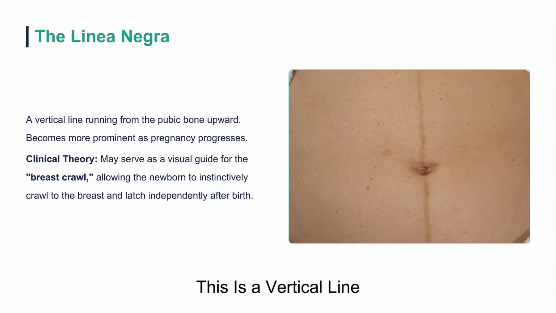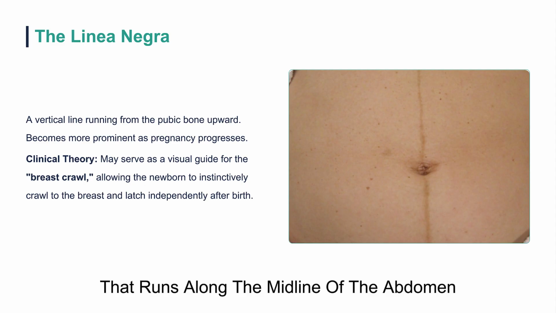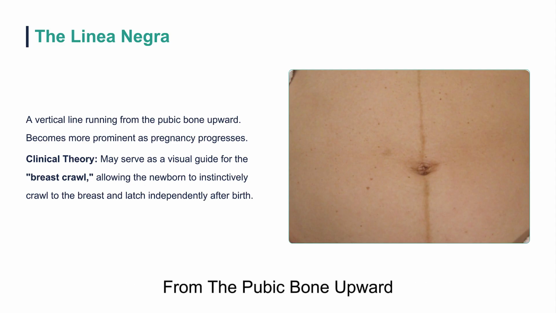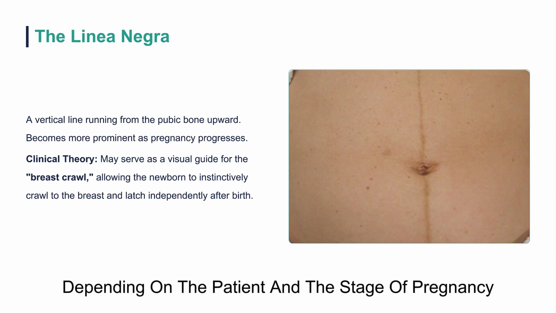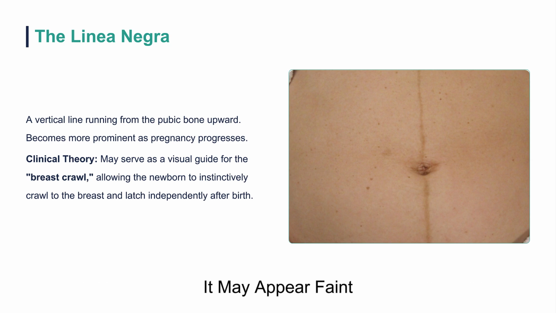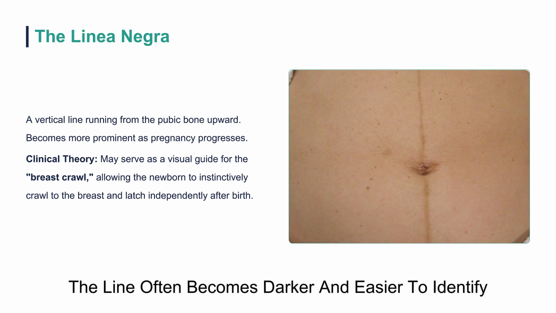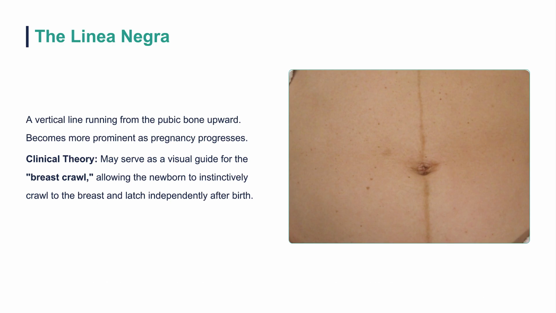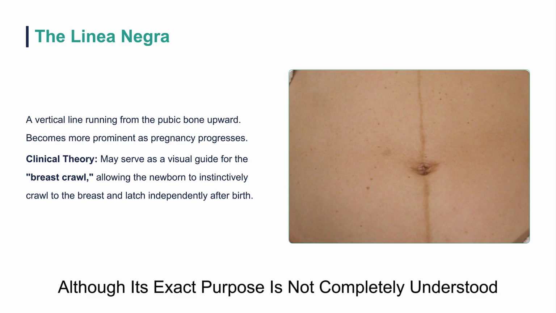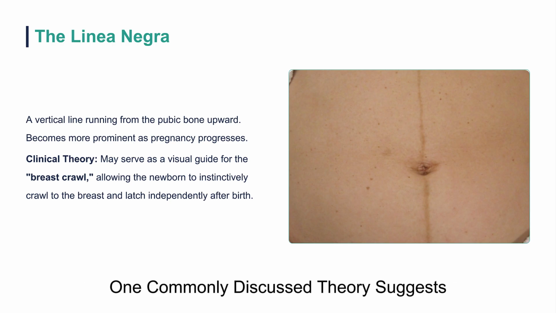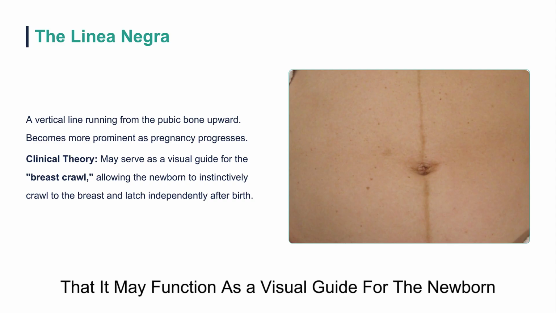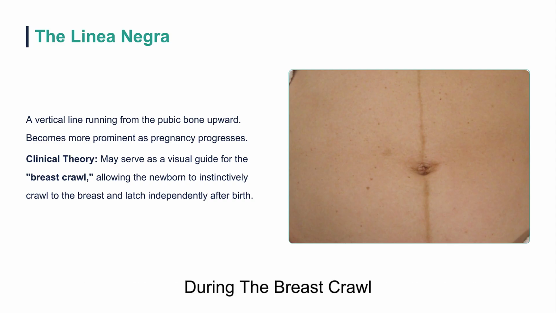This is a vertical line that runs along the midline of the abdomen from the pubic bone upward. Depending on the patient and the stage of pregnancy, it may appear faint or highly prominent. As pregnancy progresses, the line often becomes darker and easier to identify. Although its exact purpose is not completely understood, one commonly discussed theory suggests that it may function as a visual guide for the newborn during the breast crawl.